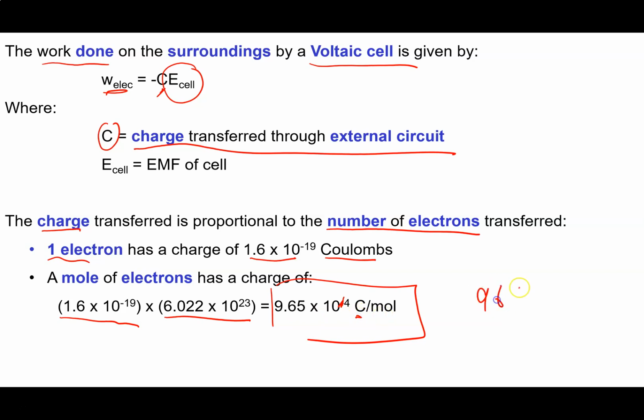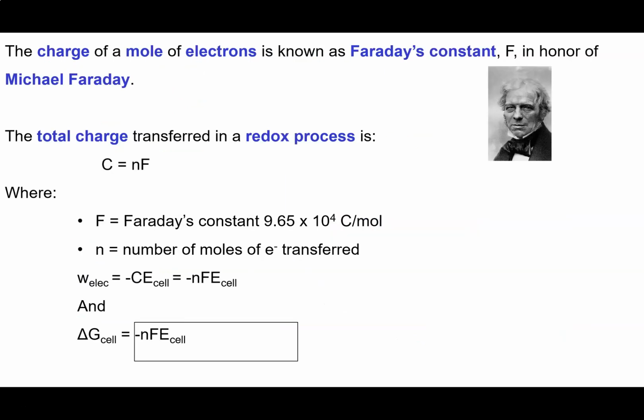So 96,500. Sometimes you'll see this more precisely written as 96,485. Just use the value that's appropriate for the context that you're working in. Okay, so the charge on a mole of electrons is called Faraday's constant and is given the symbol uppercase F in honor of Michael Faraday, who did much of the foundational work on the study of electricity.